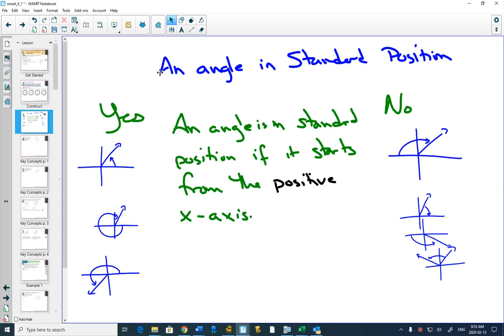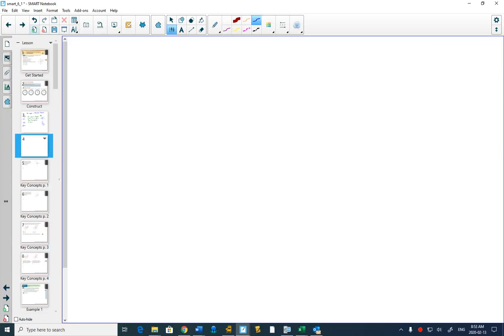Definition number 2. A reference angle. So in this one, I'm going to draw an angle, tell you the reference angle, draw an angle, tell you the reference angle, draw an angle, tell you the reference angle, and then you have to see if you can figure out the definition from having the answers and the question.